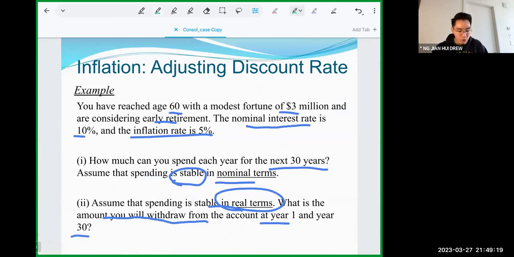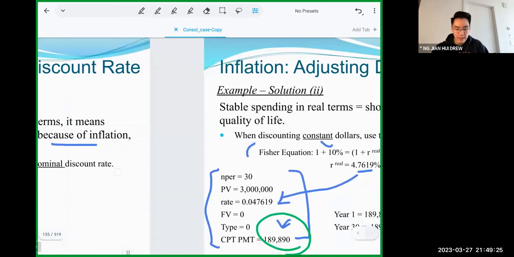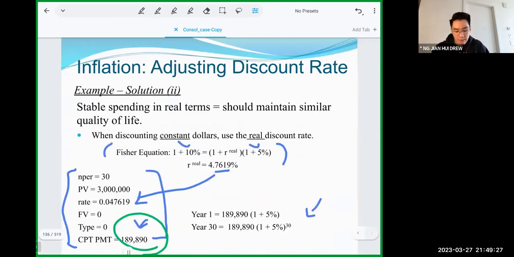What is the amount you will withdraw from in year 1 and year 30? So you need to calculate what's the amount that you can withdraw in year 1 and year 30. In year 1, remember, in terms of this real amount, what's happening here? At the end of the day, the concept of real is a virtual concept. What does virtual concept mean? It means that you are calculating on a piece of paper or in this question.